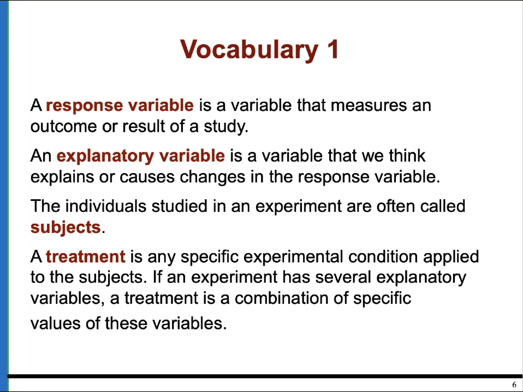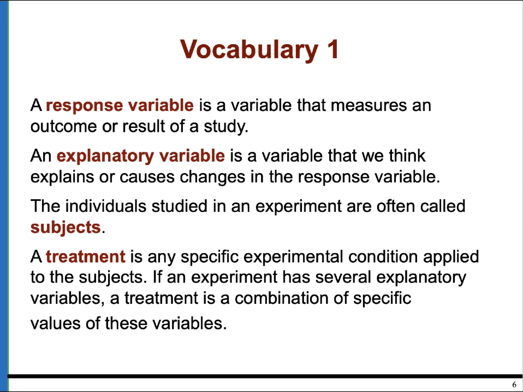We need a little vocabulary to make sure that we are using the precise language of experiments. When we talk about a response variable in an experiment, we're looking for the variable that measures an outcome or a result of the study. So we had response variables in observational studies as well. The only difference here is that we are trying to manipulate the response variable in an experiment.